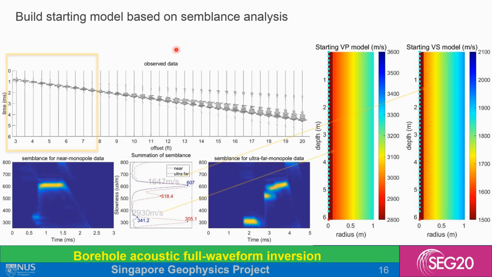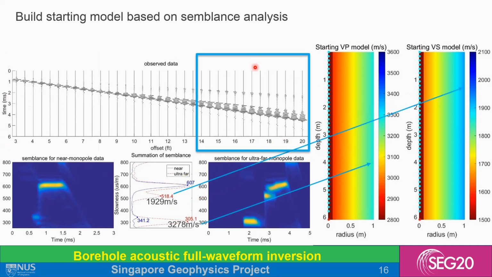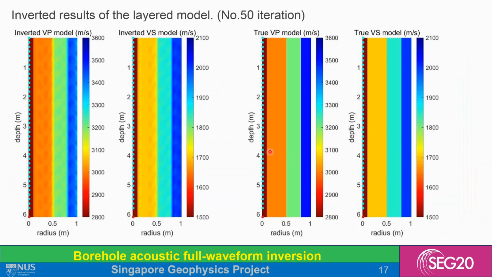We use semblance results of near monopole data to estimate velocity near the wellbore. Similarly, we use semblance results of ultra-far monopole data to estimate velocities far from wellbore. The velocities in the middle are interpolated linearly. In this way, a smoothing starting model is obtained. Further, we can calculate gradient based on the starting model and update the velocity model. We see that after 50 iterations, the inverted velocity model is already very close to the true velocity model.